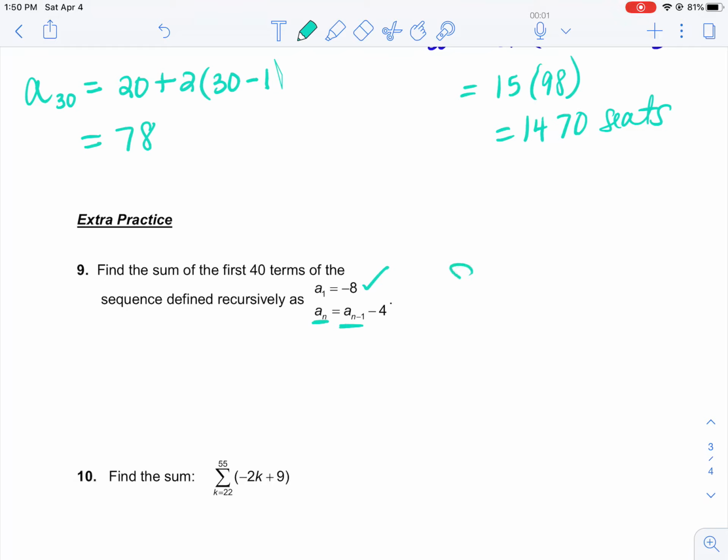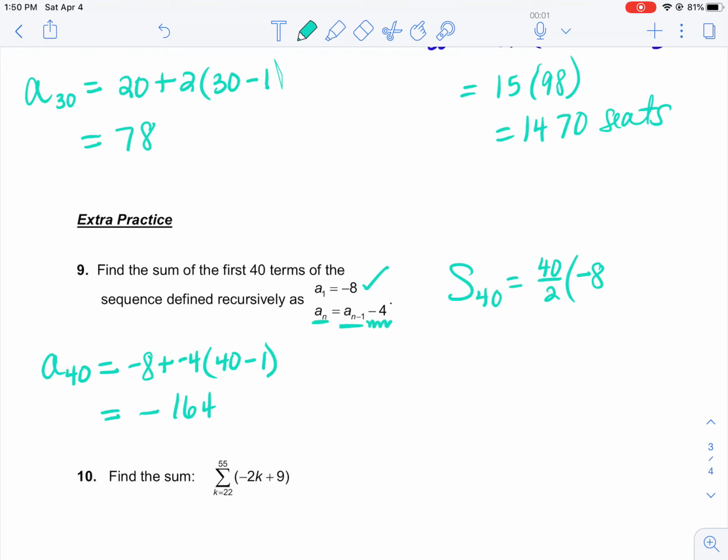If I wanted to find the sum of the first 40 terms, I'm going to use this formula: 40 divided by 2 times the first term. Well, they gave it to us. It's -8. Now I need to find the 40th term. And because it is arithmetic, I can use this formula. A sub 40 is equal to the first term plus the difference. It looks like I'm subtracting 4 to get to the next term, and subtracting 4 and subtracting 4. So our common difference is -4 times n, which is 40 minus 1. When I multiply all that out, I end up getting -164. So the last term on here is -164.